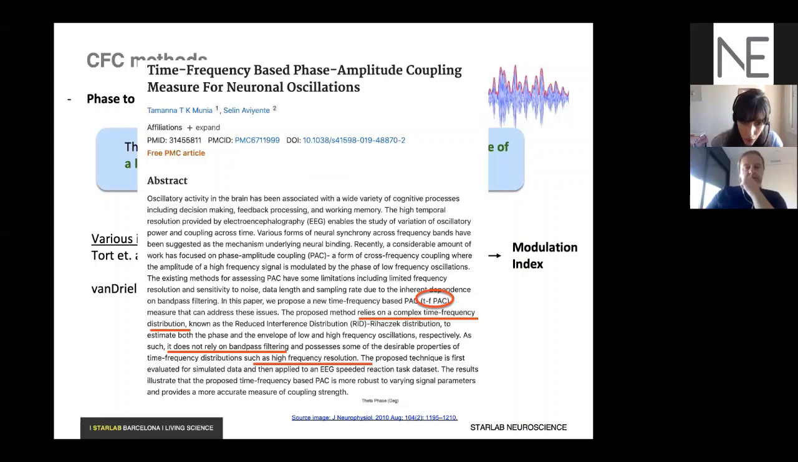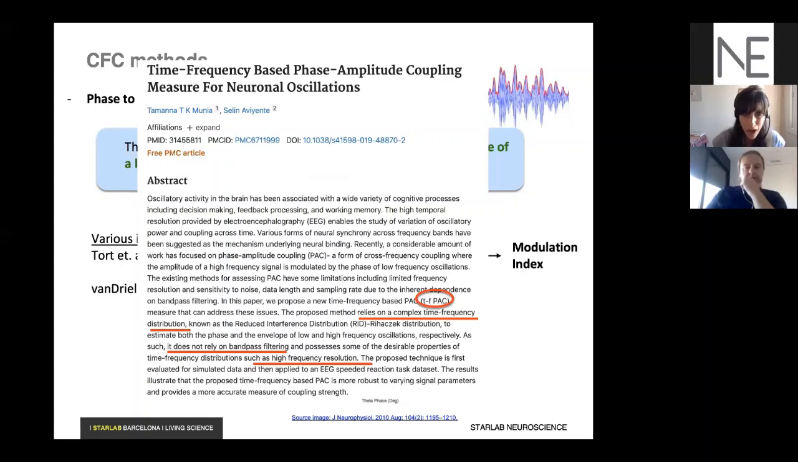The authors argue that this is more accurate for measuring the coupling strength. Myself, I have not tried that yet, but if you're really interested in the topic, I would encourage you to try that.